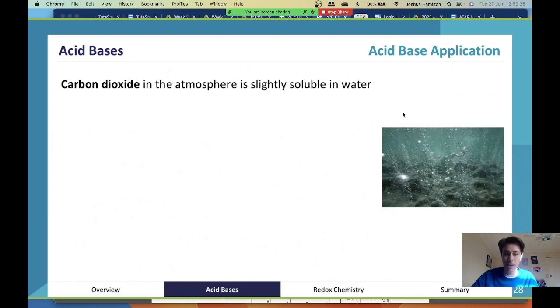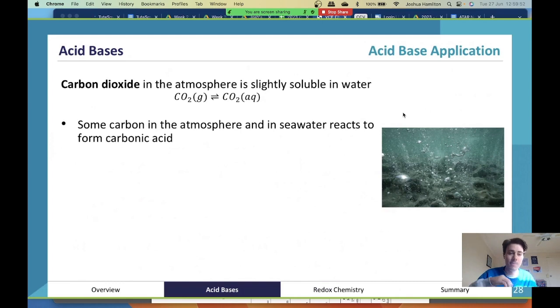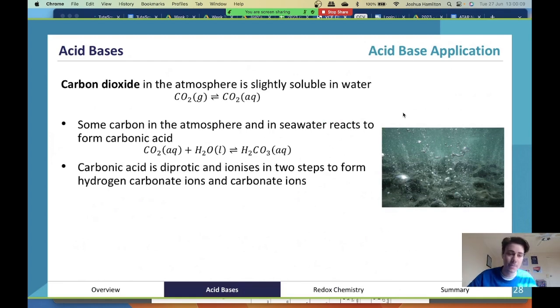The first one they want you to know about, and the most important one, is how does carbon dioxide interact with water, and what comes of that? When carbon dioxide is in the atmosphere, which it always is, it's slightly soluble in water. As you can see here, we have CO2 gas goes to CO2 aqueous. Now, some carbon dioxide in the atmosphere and in seawater reacts to form carbonic acid. So when CO2 has been absorbed into water, it reacts with the water and produces carbonic acid. Now, carbonic acid is diprotic and ionizes in 2 steps to form hydrogen carbonate ions and carbonate ions, as you can see here. So these are all just steps.